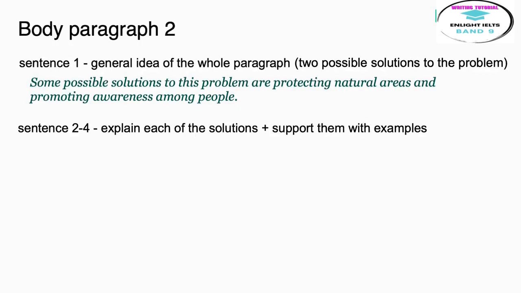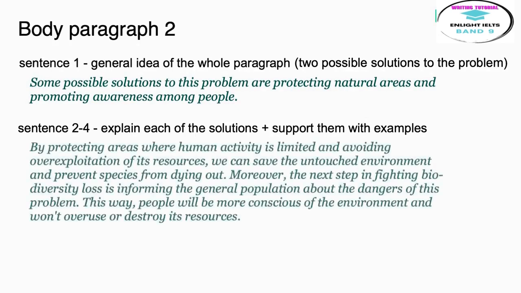Here's how I wrote this block of text. By protecting areas where human activity is limited and avoiding overexploitation of its resources, we can save the untouched environment and prevent species from dying out. Moreover, the next step in fighting biodiversity loss is informing the general population about the dangers of this problem. This way, people will be more conscious of the environment and won't overuse or destroy its resources.